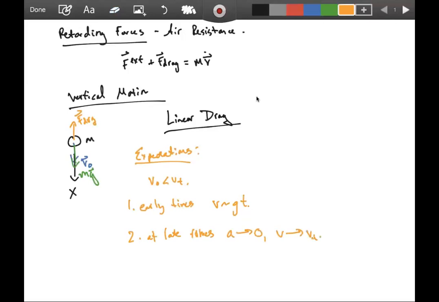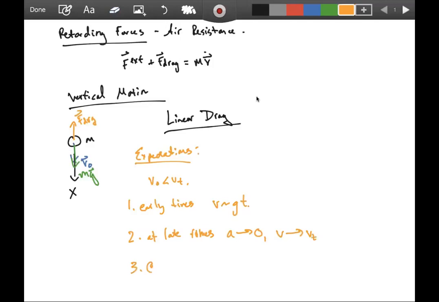Terminal velocity, as we talked about in 205, occurs when the acceleration goes to 0, which in this case means the drag force is simply equal to the gravitational weight. We can determine the terminal velocity here in just a second. Let's write some other expectations down here. Another expectation is that, at late times, well, let's look at early times.